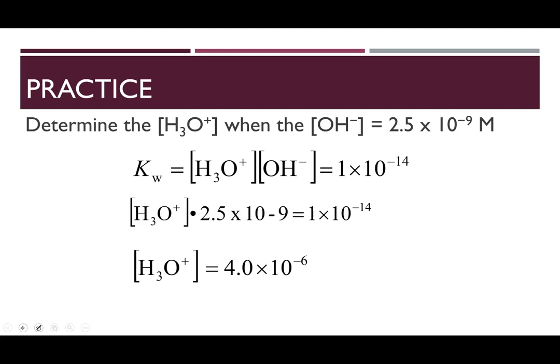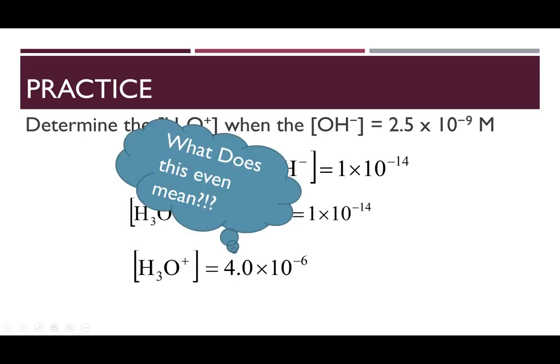This is just walking us through the same thing. What does the concentration of hydronium being 4.0 times 10 to the negative 6th even mean? If you looked at that number, would you be able to quickly say that's acidic, that's basic? Probably not. But what if I said the pH of this solution is 5.4? Would you be able to tell me if it's acidic or basic? Yeah, you'd probably be able to do that pretty quickly, right?